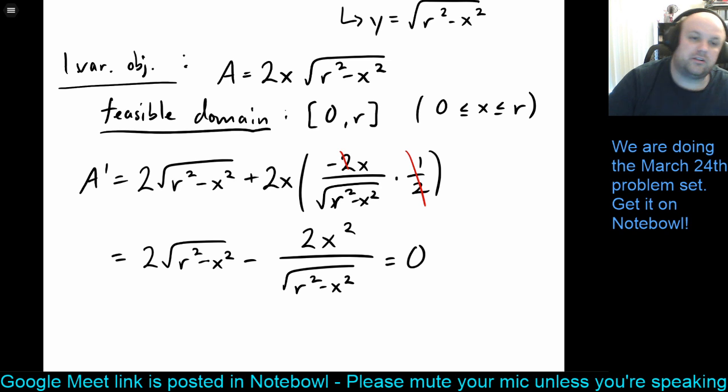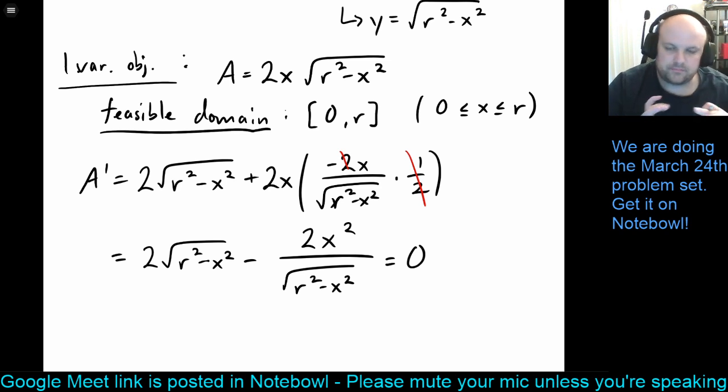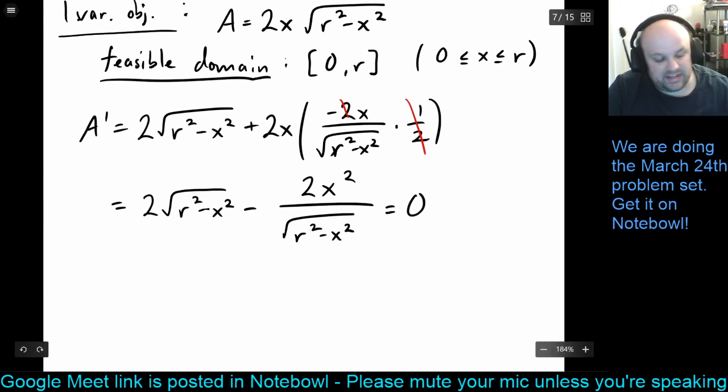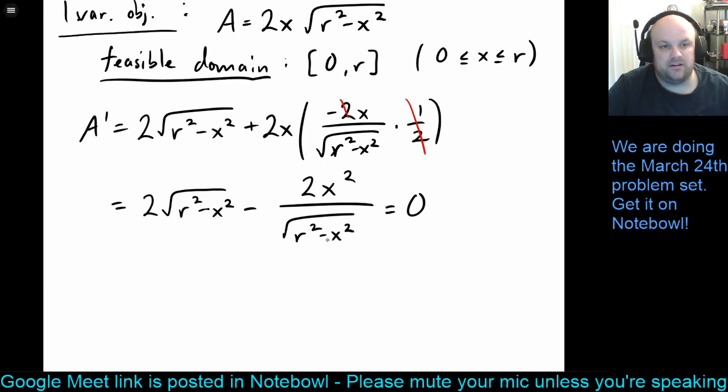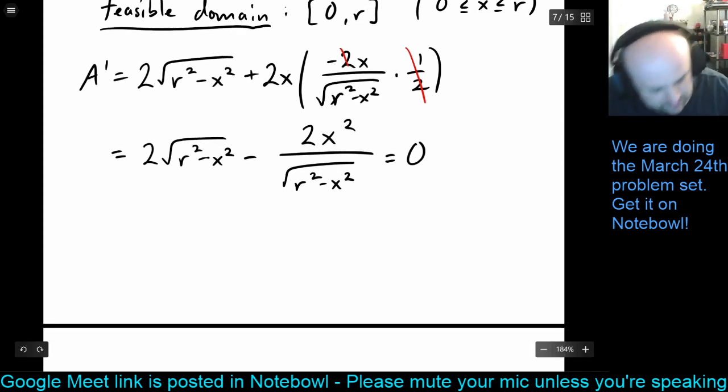Now we're on a closed interval here. So the only critical numbers we need to worry about are the ones that are inside this interval from 0 to r. So you can see here this derivative is undefined when x equals r, but that's okay. We're not going to count that as a critical number because that's our endpoint here. Right? So we're all good. So we'll set this equal to 0.